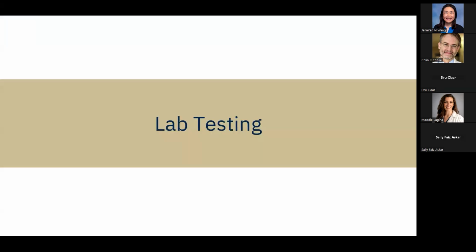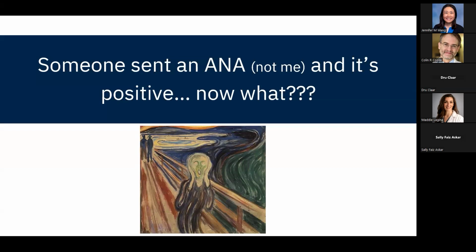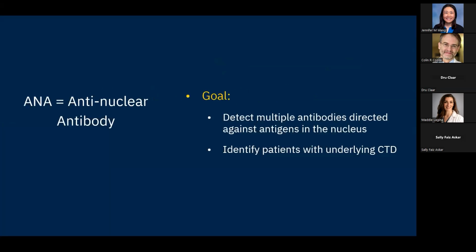Okay, I'm going to switch gears and jump more into lab testing. We'll spend the bulk of our time talking about ANA testing. So someone sent an ANA, not me, and it's positive. What do I do with this result? And probably a lot of the time the ANA testing will actually be used, since you're seeing all the ILD patients, as the front lines for screening for other symptoms of connective tissue diseases.